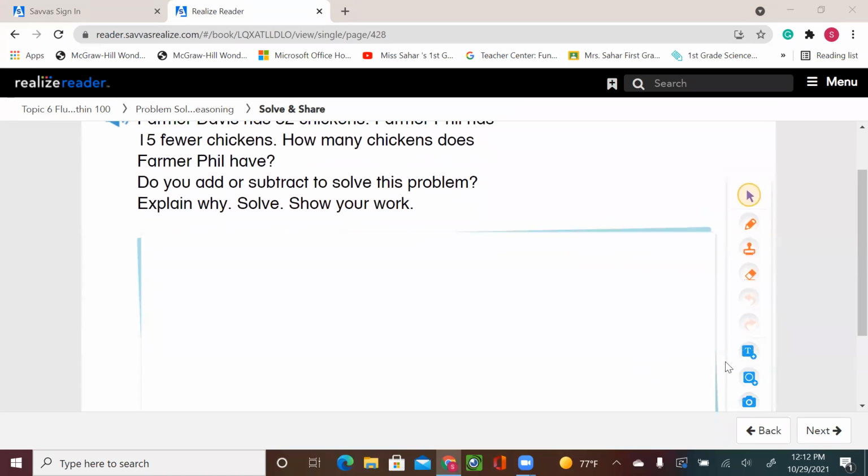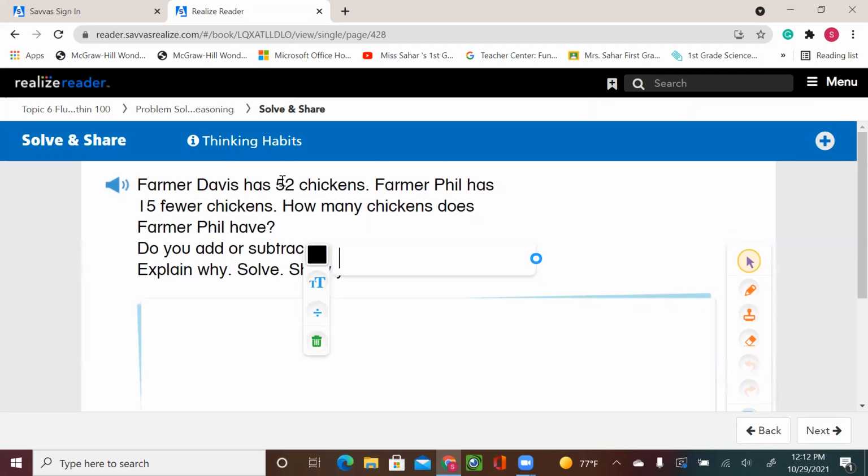So I know for this, we're going to subtract. 52, that's what Farmer Davis had, minus what Farmer Phil has fewer, 15. So I can find out how many chickens they have. So we can break apart. We're going to say 52 minus 10, because 15 is 10 and 5, equals 42.